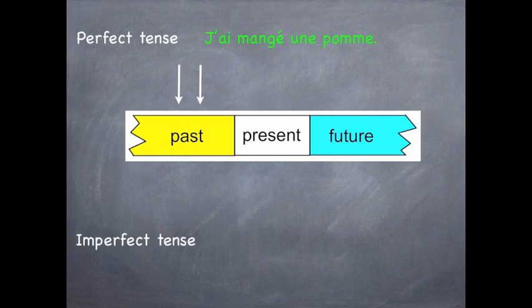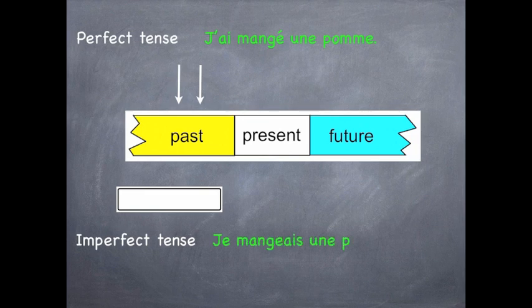The imperfect tense is used for describing continuous events that happened regularly in the past. For example, you might say, I was eating an apple when something happened. Je mangeais une pomme quand, etc. And now I'll show you how this imperfect tense is constructed.